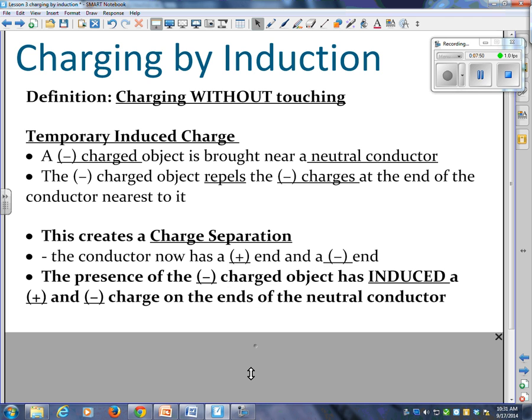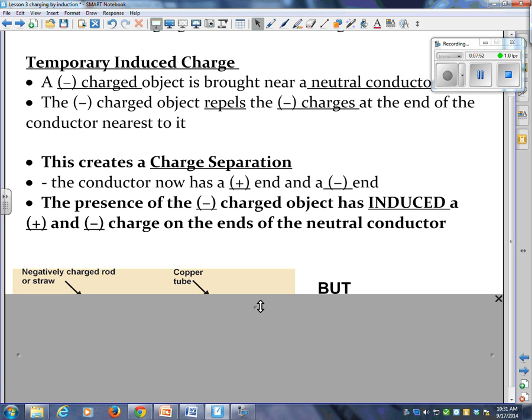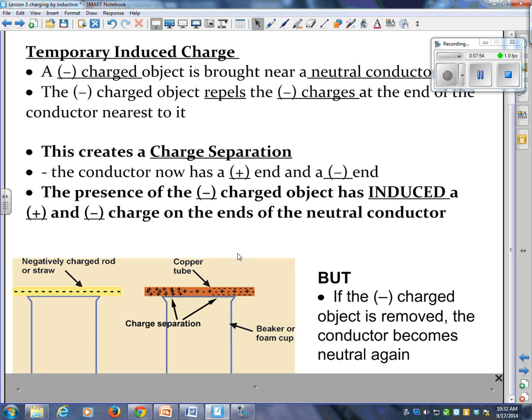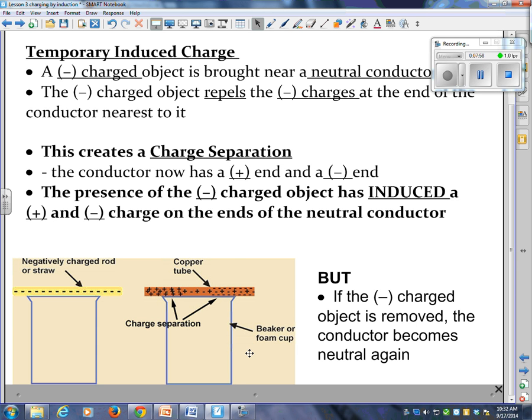I thought I had. Oh yeah, no, I didn't. You need to see the picture here. Okay, you need to see the picture. So the negatively charged object here repels the negative charge at the end of the conductor nearest to it. So, okay, Blake, you're going to have to stop this. We can't continue this.